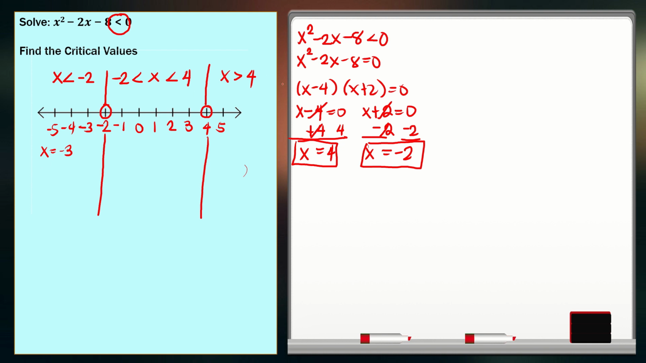From our factors, we have x minus 4 multiplied by x plus 2 is less than 0. So we substitute x equals negative 3. Negative 3 minus 4 multiplied by negative 3 plus 2 is less than 0. Negative 3 minus 4 is negative 7, multiplied by negative 1. Negative 7 times negative 1 is positive 7, is less than 0. Is it true that 7 is less than 0? The answer is false.